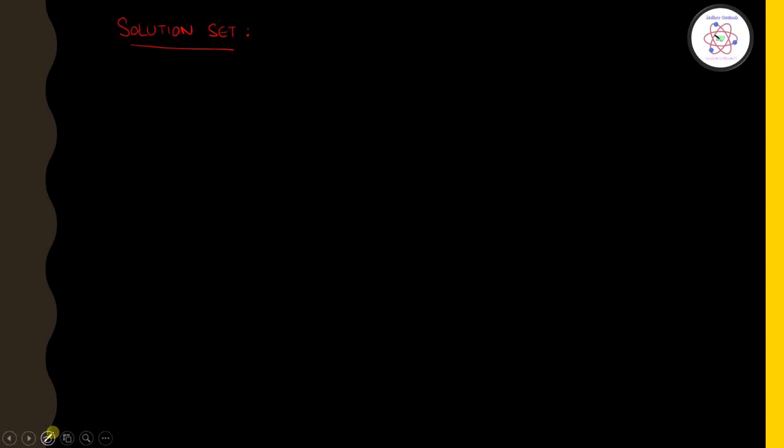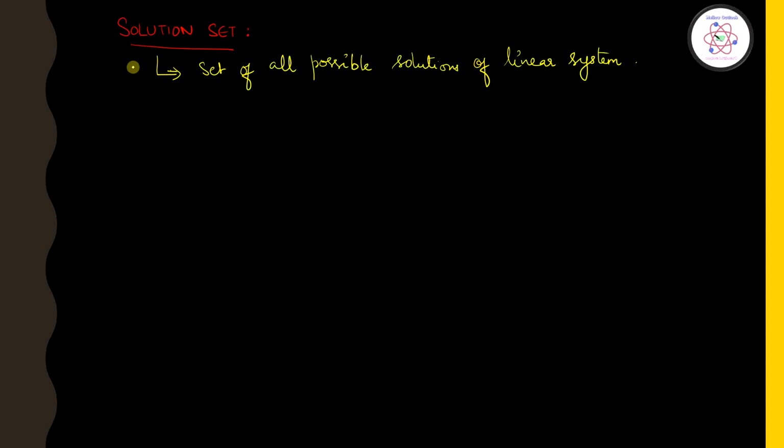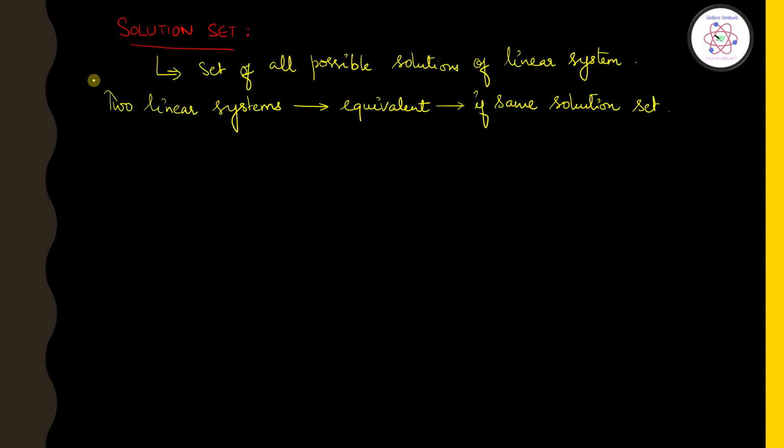Now, the solution set is the set of all possible solutions of the linear system. If you have two linear systems, they can be called equivalent if they have the same solution set. Now let us see how we find the solution of a system of two linear equations with two variables.